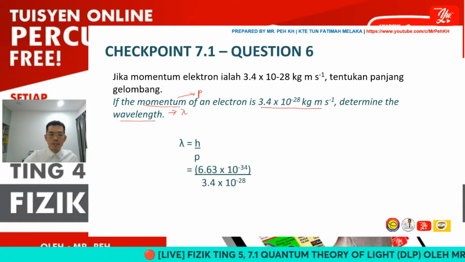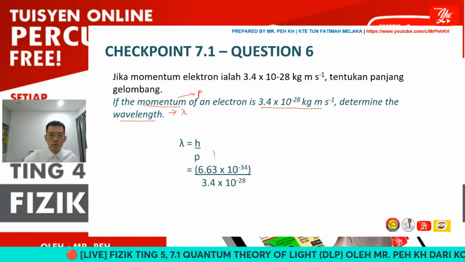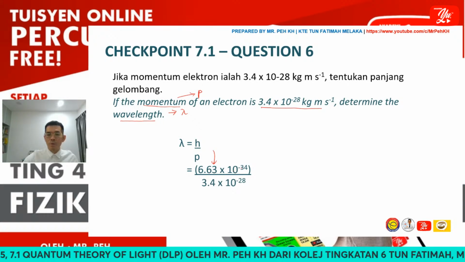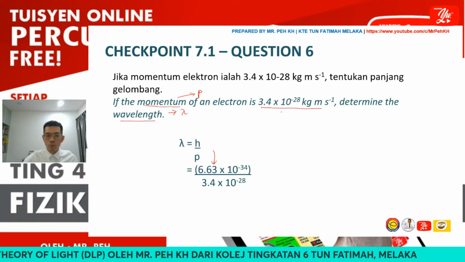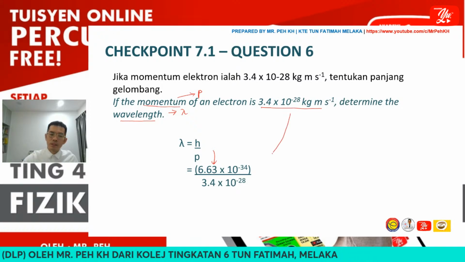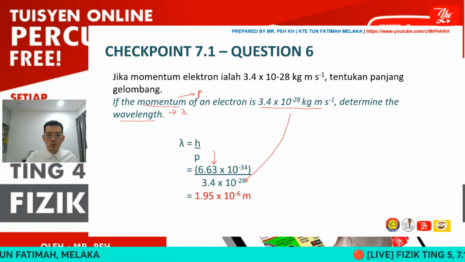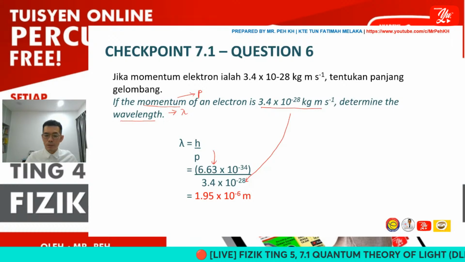Okay, so here you just substitute h with the value 6.63 times 10 power negative 34, and the momentum given in the question, which is 3.4 times 10 power negative 28. So you will get the value, which is 1.95 times 10 power negative 6 meter.